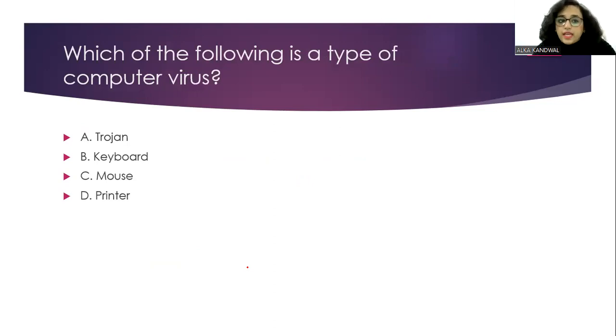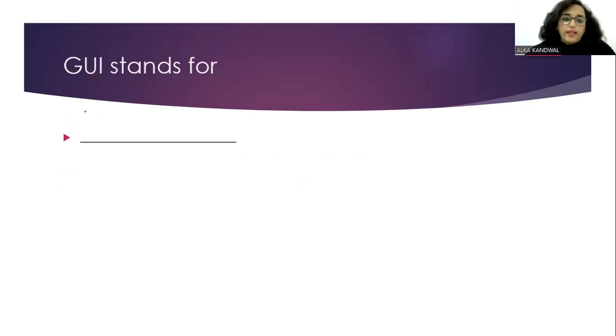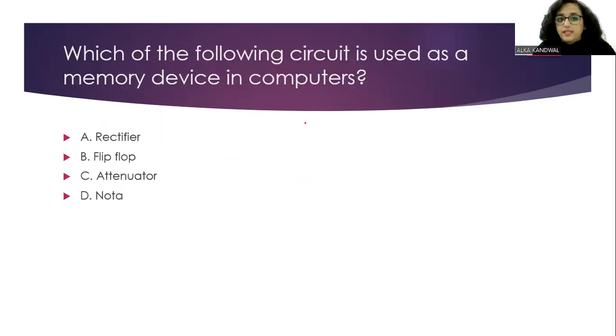Which of the following is a type of virus? Obviously Trojan horse is the virus here in the options given. GUI. GUI stands for graphical user interface. Graphical user interface. That is why it becomes very easy to use the computer, because it is having a GUI interface.